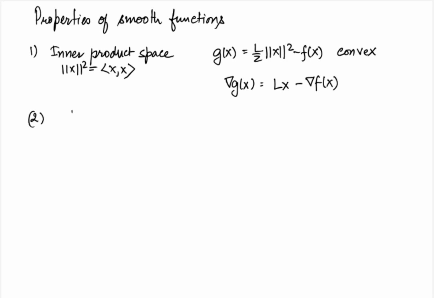Next we have the following property, which is gradient of f of x minus gradient of f of y inner product with x minus y is less than or equal to L times norm of x minus y square, which is an immediate implication of the smoothness property.